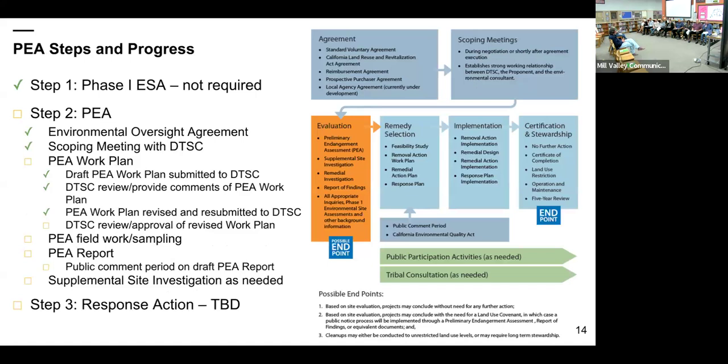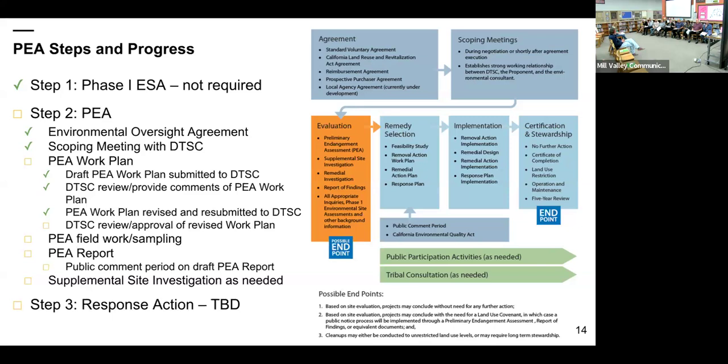So currently, we're in the process of conducting this preliminary endangerment assessment. It's a 3-step process. And the overall intent of this PEA, as I previously said, is to collect data and gather information, but also to ensure the safety of the students, staff, and the community during any potential construction or remediation. Step 1 is a Phase 1 environmental site assessment.